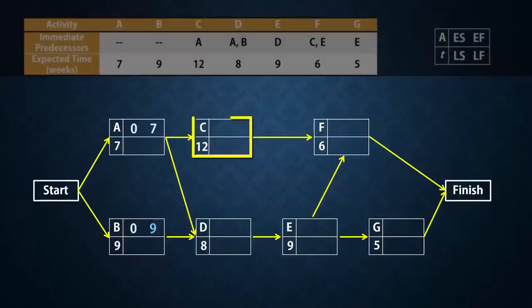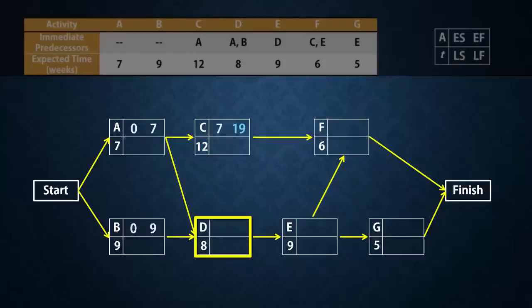Now, C needs A to be completed before it can start. Since the earliest finish time for A is 7, then the earliest time C can start is 7. And with an activity time of 12 weeks, C will have an earliest finish time of 12 plus 7, which gives 19. D, on the other hand, needs A and B to finish before it can start.